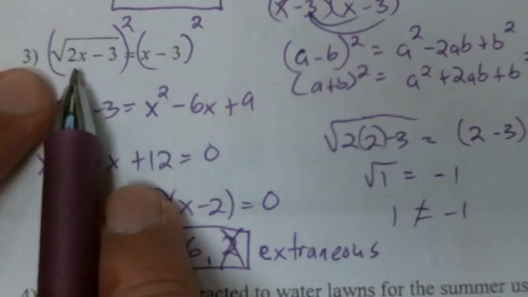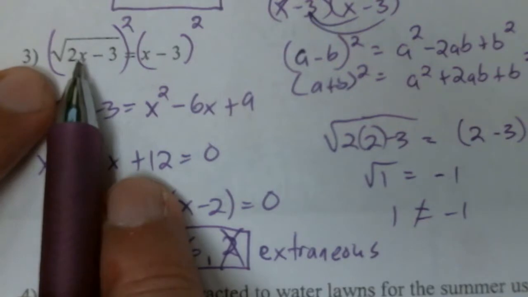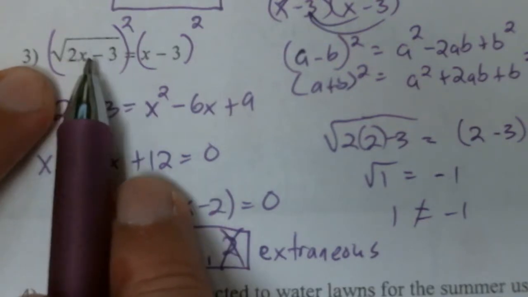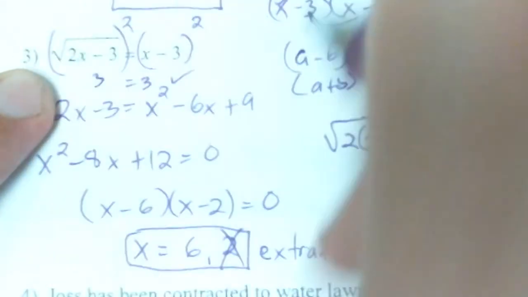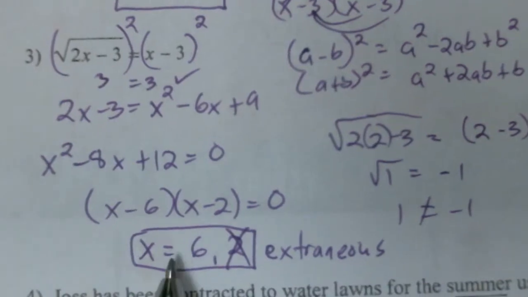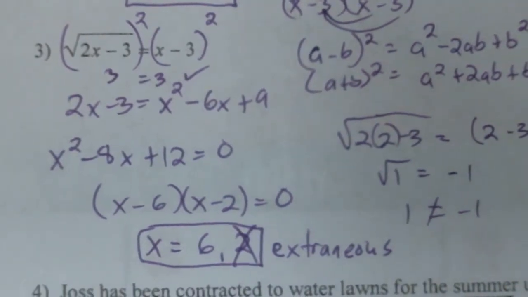Okay, what about the 6? If I plug in the 6, I'll have 2 times 6, which is 12. 12 minus 3, which is 9. The square root of 9 is 3. All right, if I plug in a 6 here, 6 minus 3 is 3. 3 equals 3. That checks out. All right, so 6 is the correct answer there.